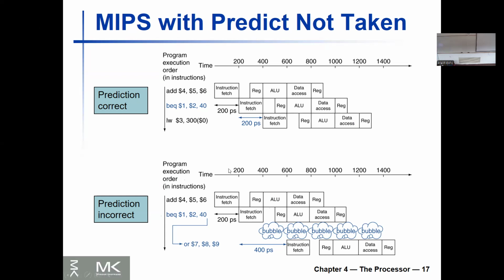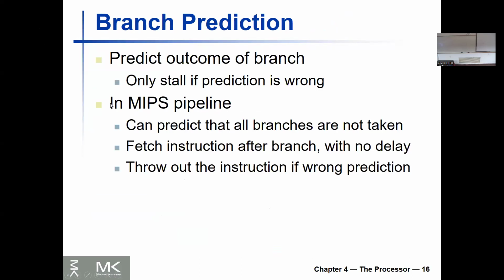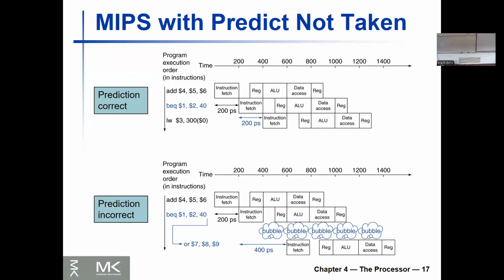So let's go on. Now we're talking about this prediction idea. Let's see if we can understand this diagram here. We have an add, and then we have a branch. Prediction not taken: we predict that all branches are not taken, which means that we do the next line.